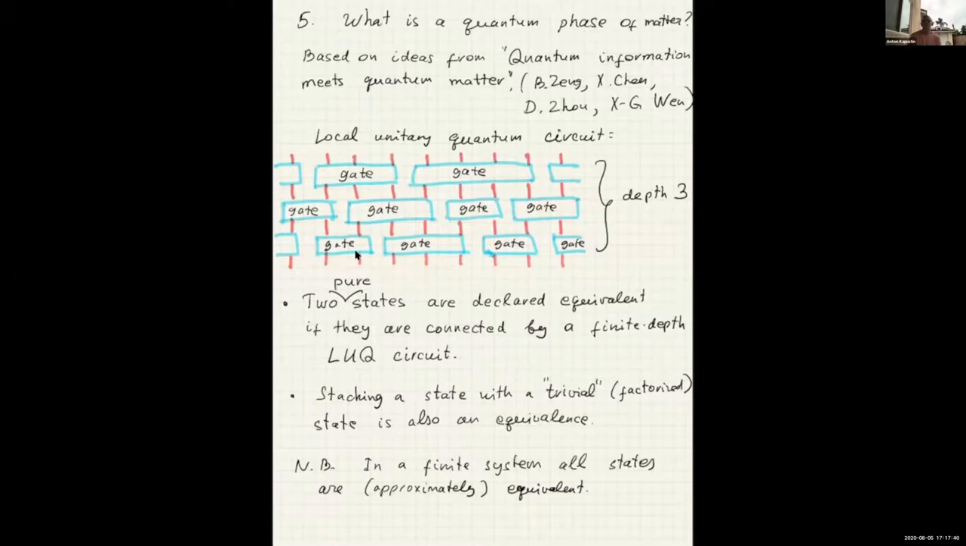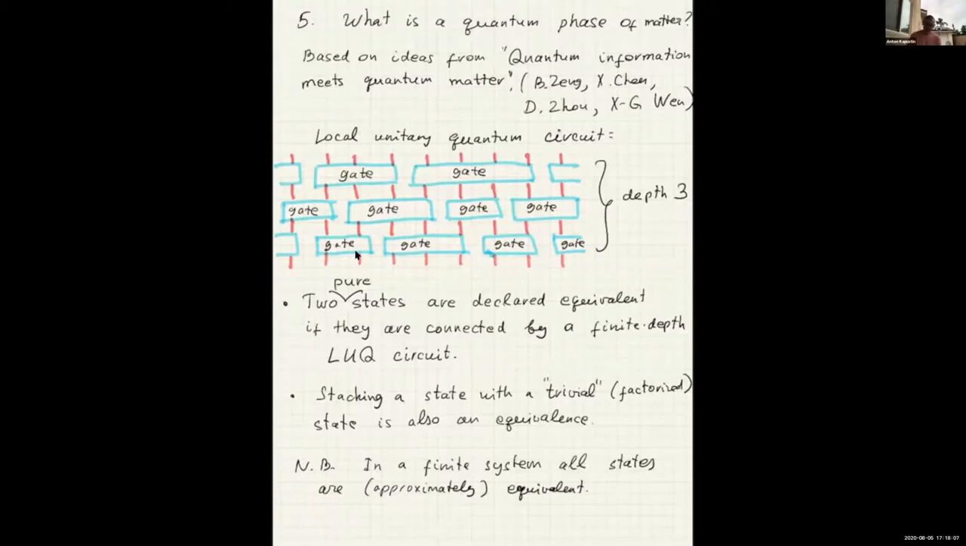So the size of the gate can be larger, but it should be bounded by some fixed number. It couldn't go to infinity. And also you do it a finite number of times. Each layer here is made of an infinite number of gates, and I do several layers, but I keep the number of layers finite. So that's what finite depth refers to. In this case, it's a depth three circuit.